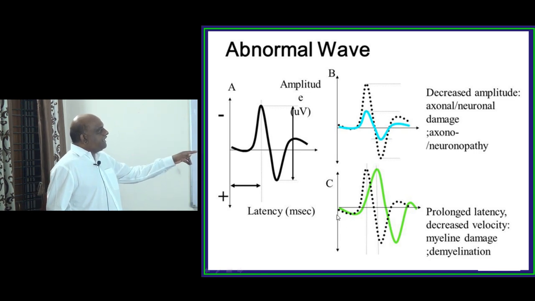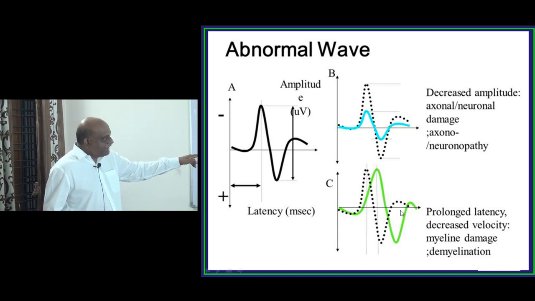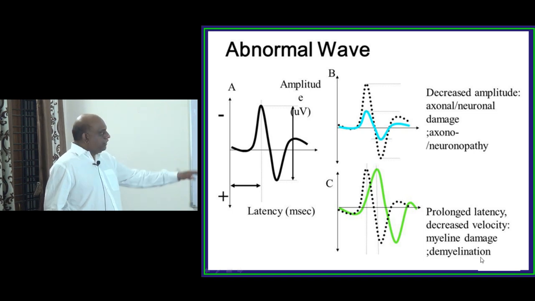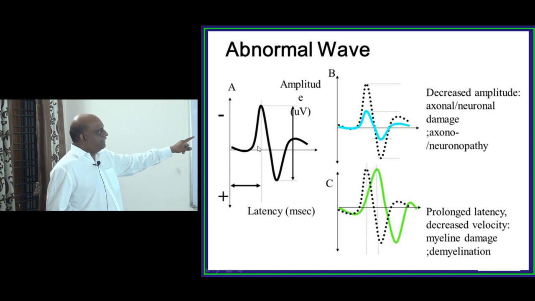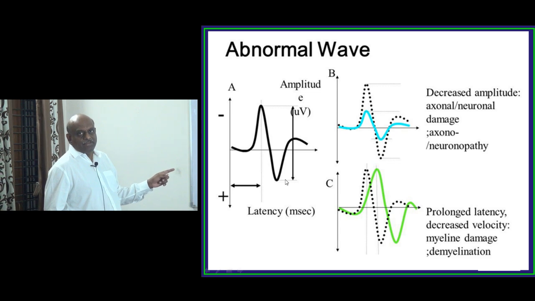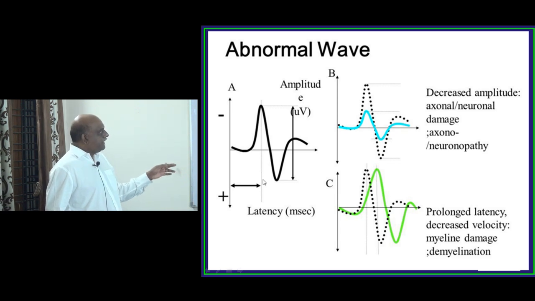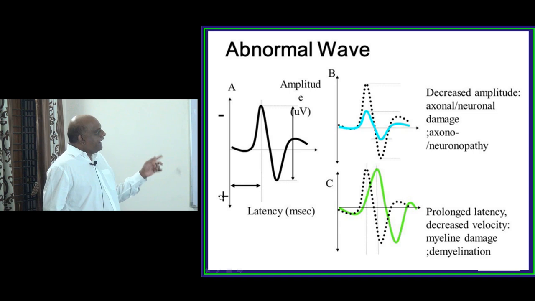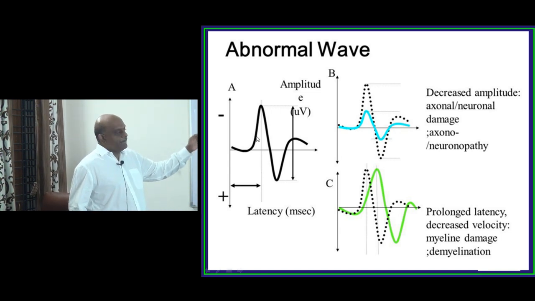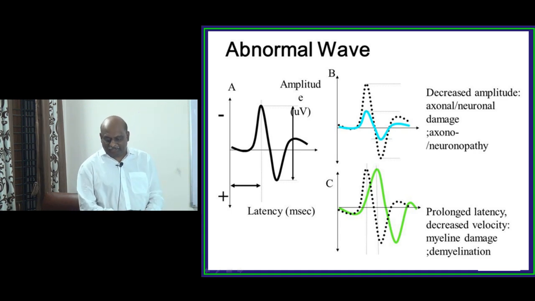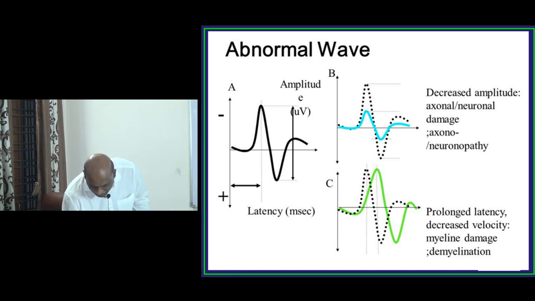Whereas, whenever there is any prolonged latency or decreased nerve conduction velocity, you should think of demyelination. So, if this is normal, there are two features. One is amplitude, the other is the latency. From the baseline to the peak, that latency is what you calculate. Latency becomes increased and velocity becomes decreased in case of demyelinating neuropathies. Amplitude becomes decreased in case of the axonal neuropathies, is what you have to basically remember.